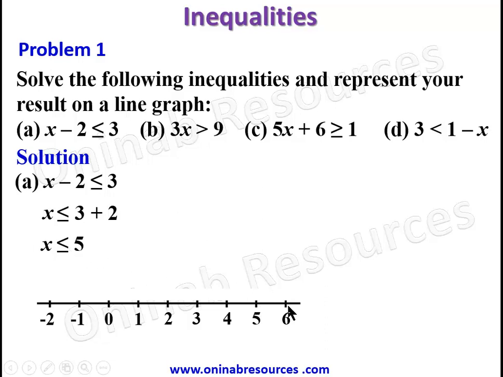Since x is less than or equal to 5, I come to 5 and make a small circle. As we said, this is a double sign, less than and equal to. Because of that, we shade the small circle. To know the direction, we remove the equal part, which leaves less than, and from here we draw an arrow. Our arrow will be pointing to the left, which gives the line graph of the solution of this inequality. So we are done with problem 1a.